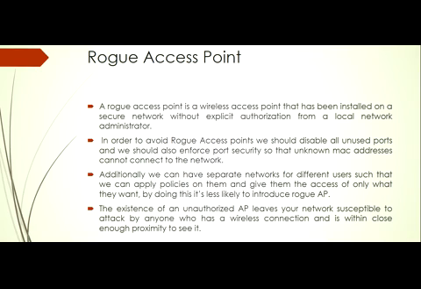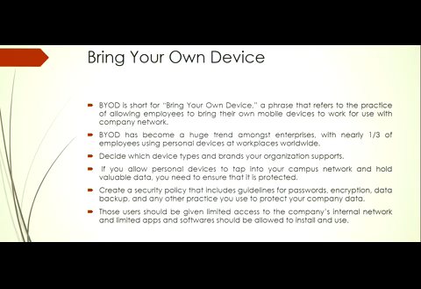The existence of an unauthorized AP leaves your network susceptible to attack by anyone who has a wireless connection and is within close enough proximity to see it. This is the summary of the rogue access point, meaning someone who can access your wireless area network by using undefined ports or other things like that, without any administrator access. So these are the steps you can use to avoid that.